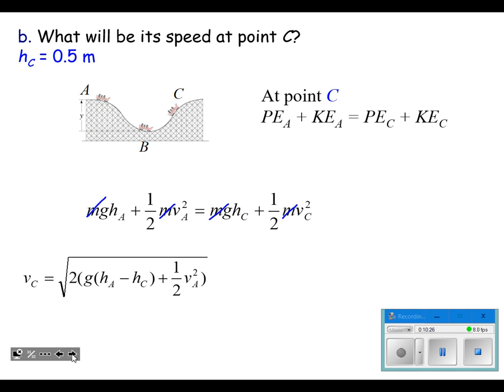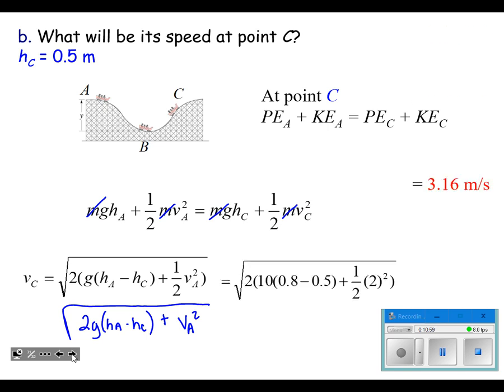So it really does multiply out to be the square root of 2g times the change in h. Let me do it this way: h_A minus h_C, plus v_A squared. That's really what it works out to be. So that's a little bit friendlier to look at. We know the h_A, we know the h_C, we know the v_A. So we can solve, and you should get 3.16 meters per second.